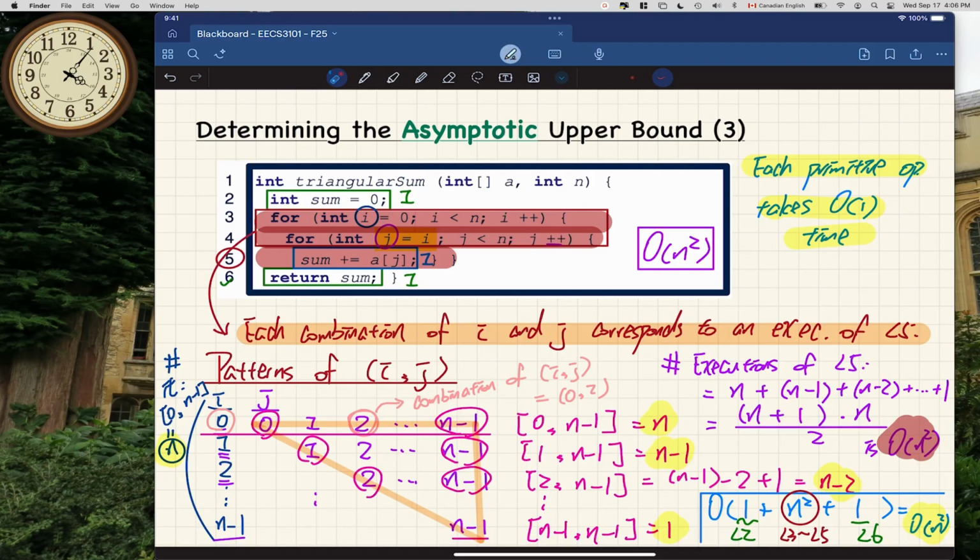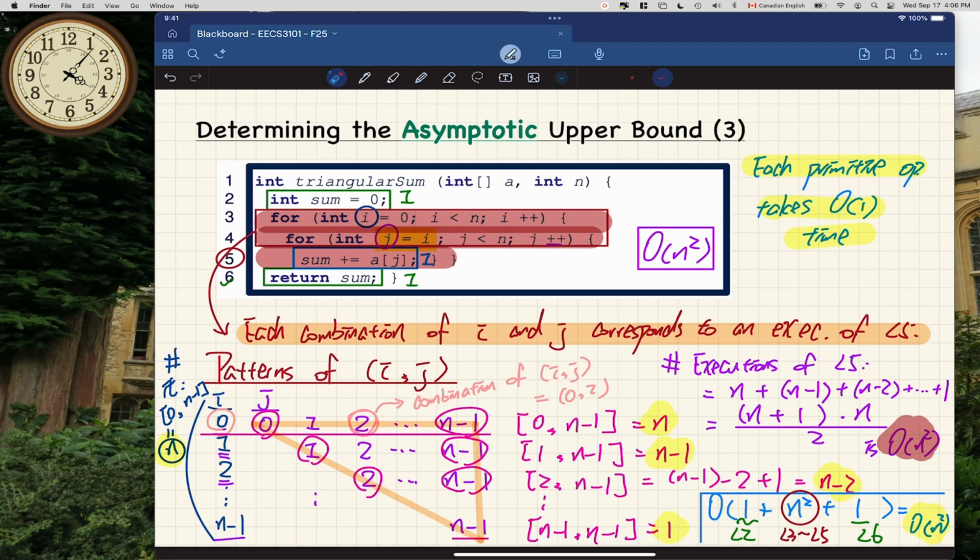Of course, if I only ask you what the asymptotic upper bound is, the tightest, you might just say n squared. That's okay. However, when you really want to derive what the running time is, you ought to show the pattern of the loop counter. So that's why we did this exercise over here, and that's really something you want to go over.